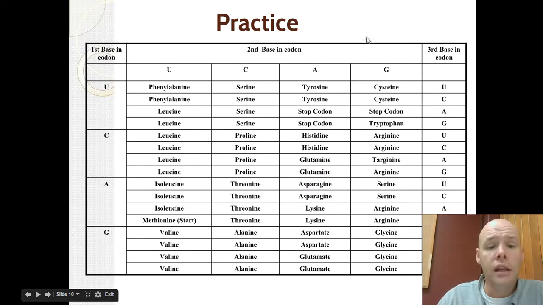Okay, CGA. Well, the first nitrogen base is C. Then G, so it's in this one. Then A. CGA would be targeting this amino acid.